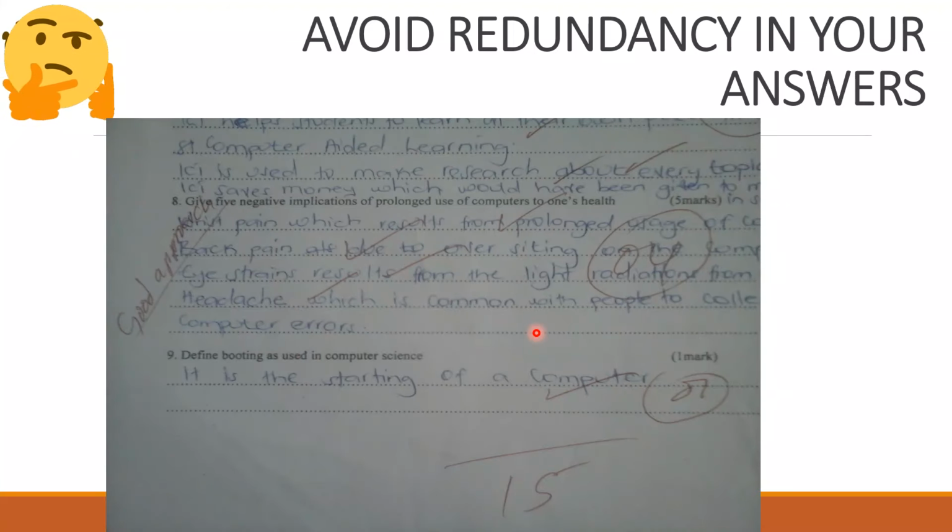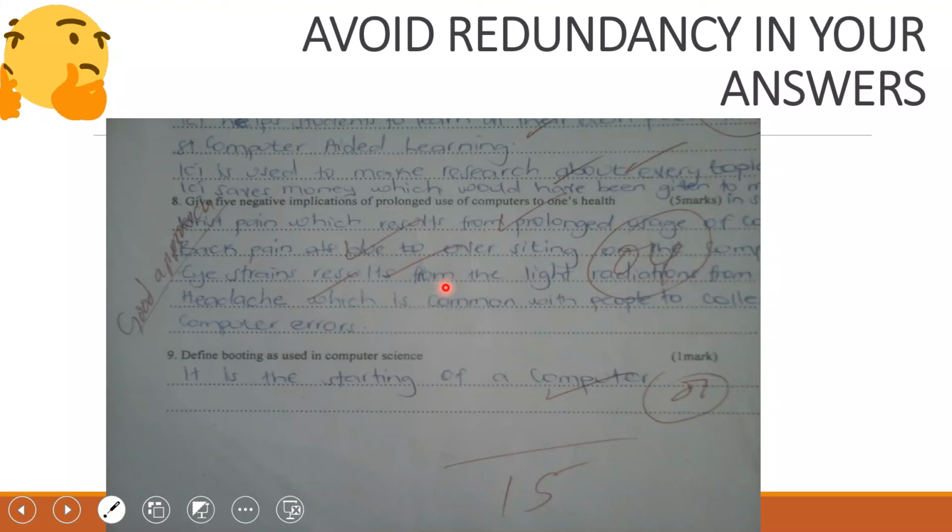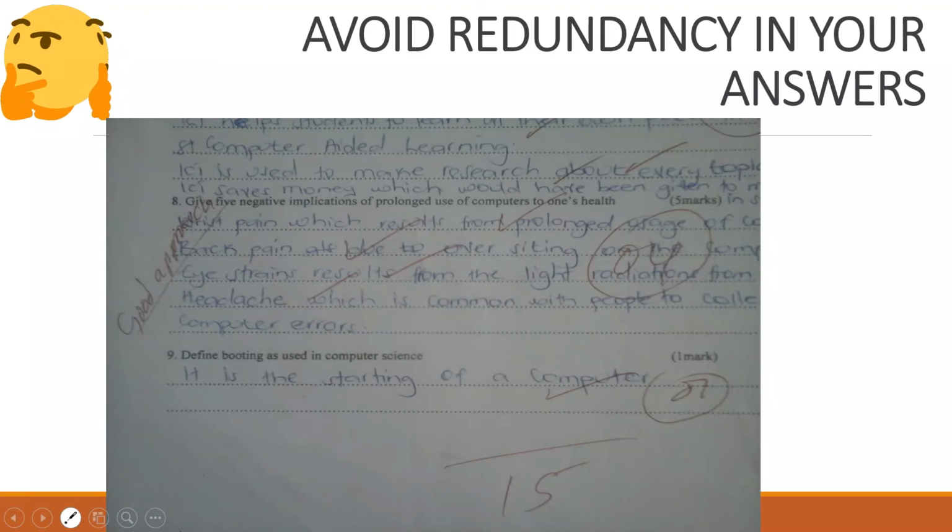More to that, we are giving this other example. We are saying, for example, give five negative implications of prolonged use of computers to one's health. Here, we expect you to bring your points as early as you are starting the answer. For example, wrist pain, back pain, eye strain, headache. Then from there, you can continue and explain, but bring your points as early as you can.